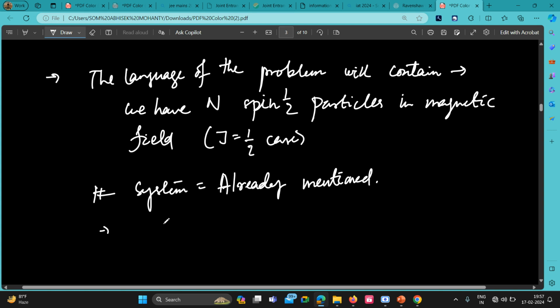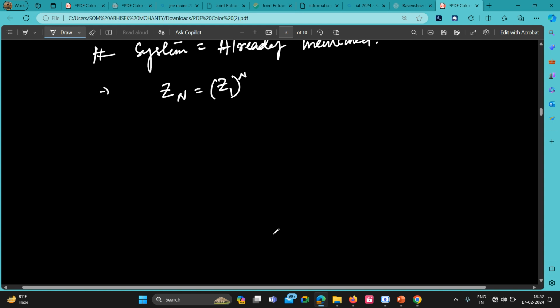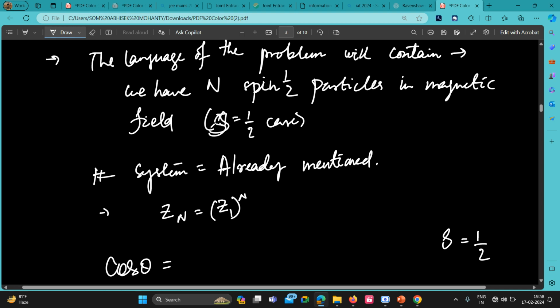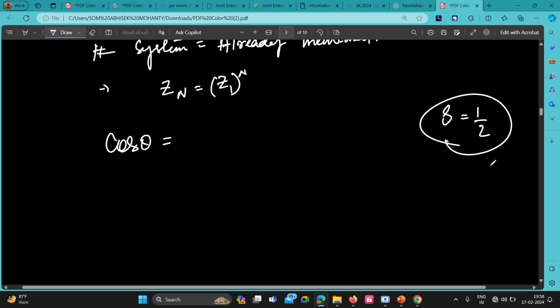And to study the system, we have to first find the partition function. Since they are distinguishable, Zn is equal to Z1 to the power n, isn't it? So ultimately, we have to focus on Z1, right? So again, it will have discrete orientations, and from that, if we do cos theta, here S value is given. So S is equal to half. So for that, I will write ms divided by root over of s whole into s plus 1.